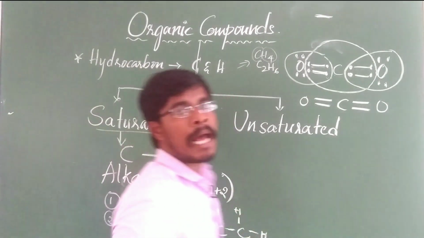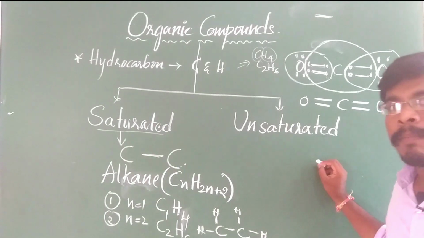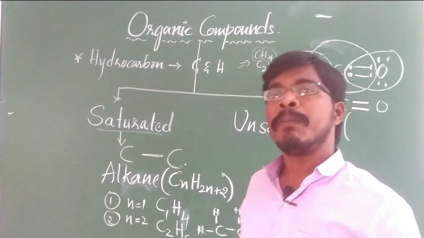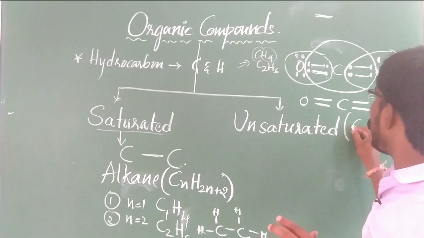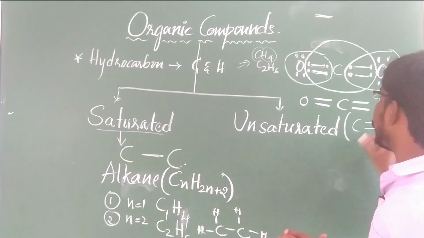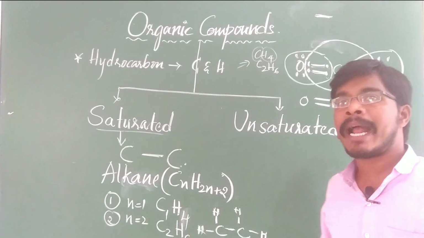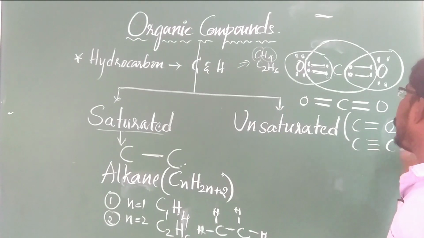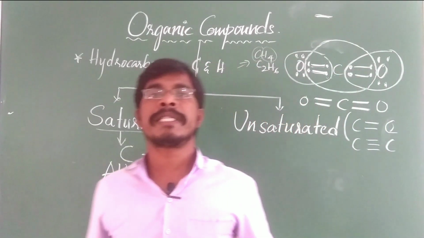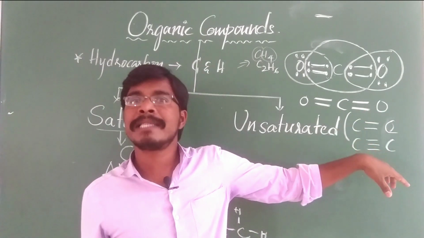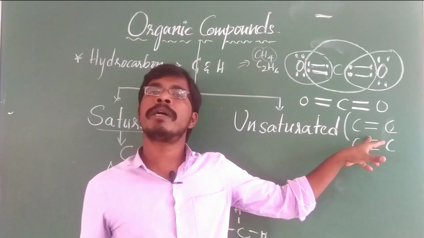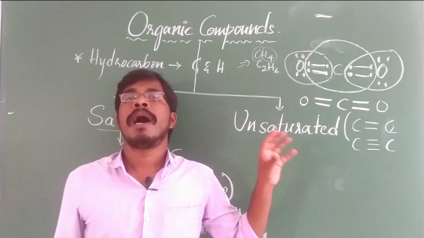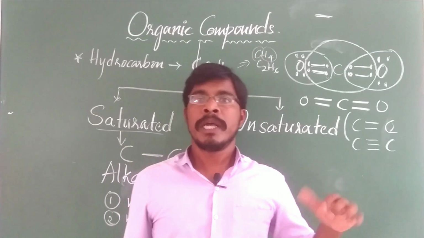Then let us go to the second type, unsaturated carbon compounds. In the unsaturated carbon compounds, we can take both. If carbon compounds have double bonds between them, or triple bonds, they may have double bonds or triple bonds. Those types of carbon compounds are called unsaturated carbon compounds.